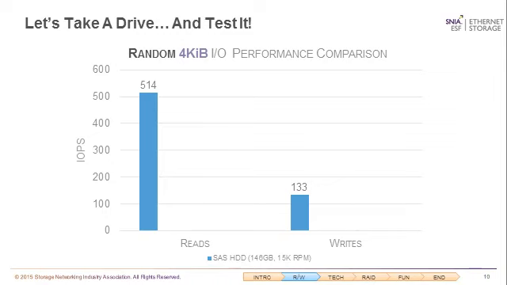Okay. So what we're going to look at here is reads versus writes for a hard drive, for spinning disk, a SAS hard drive, 15K RPM, 146 gig, doing random 4 kibibyte.